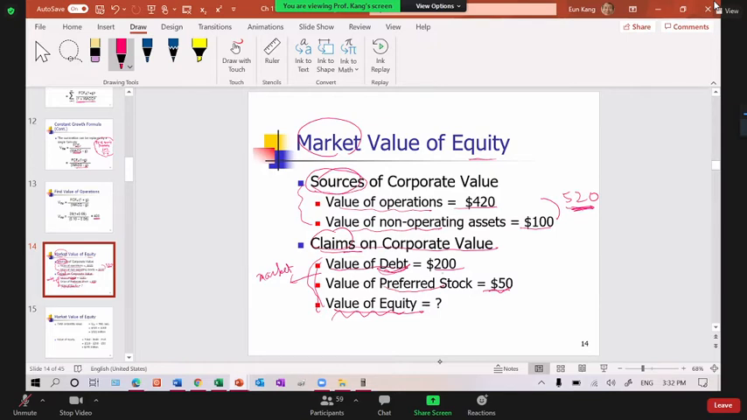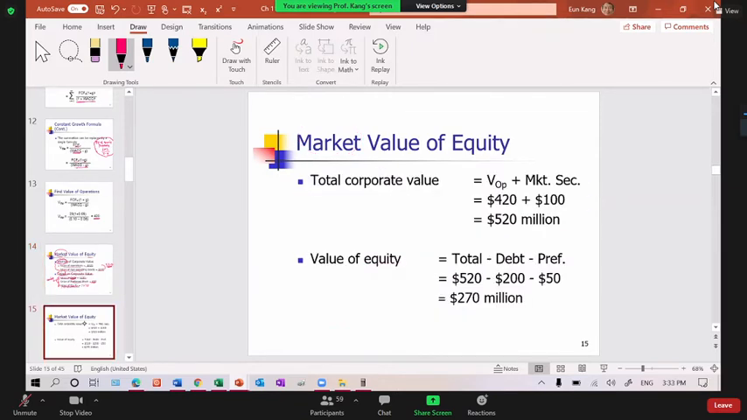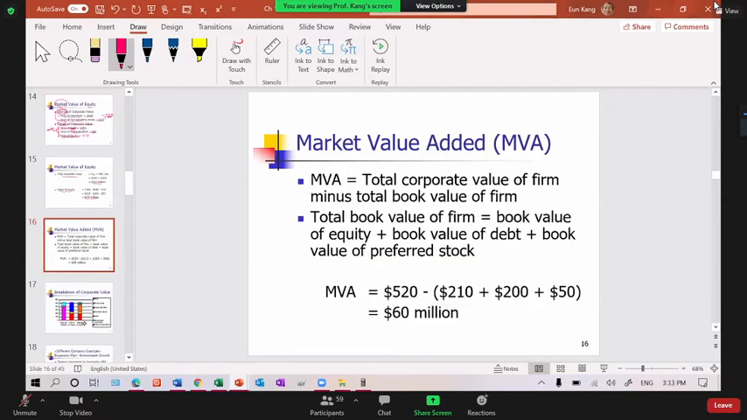Just 520 minus 200 minus 50, then what? 220. Market value of equity is total corporate value, 520, minus debt, minus preferred stock, 270 million, right? So that is how to calculate market value of equity. First, we calculate total value of company minus debt and preferred stock. Then market value added, we did it in chapter 7. Market value added is total corporate value of the firm minus total book value.